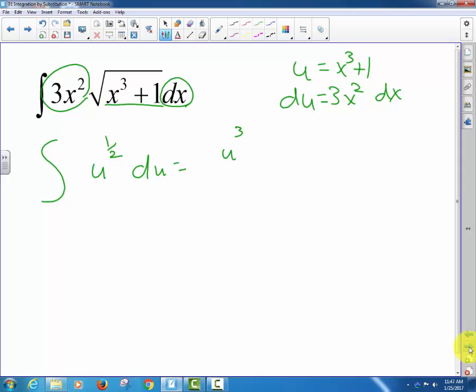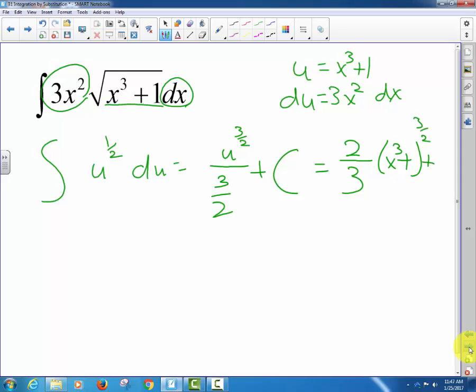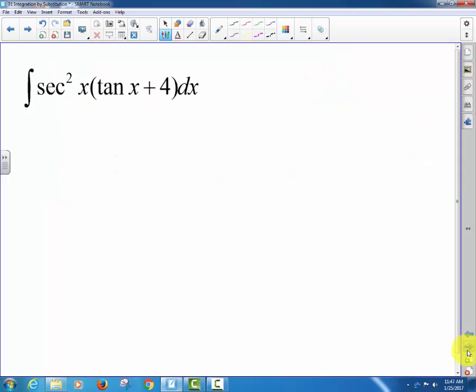That's u to the 3/2 power divided by 3/2 plus c. If I don't want u's in there, which we do not, it is 2/3 x cubed plus 1 to the 3/2 plus c. Okay. Good, good. Y'all got a great understanding of this, it feels like, so far.